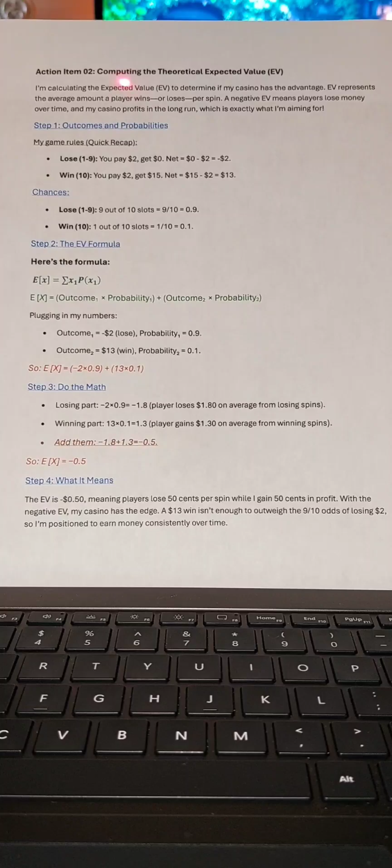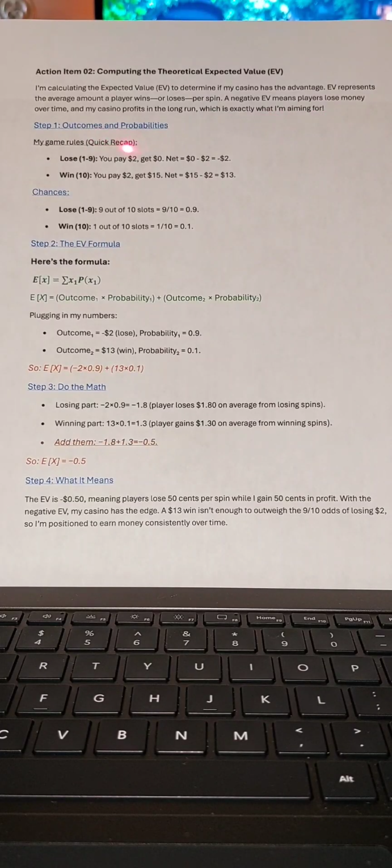Action item 2, computing the theoretical expected value. I'm calculating the expected value to determine if my casino has the advantage. EV represents the average amount the player wins or loses per spin. A negative expected value means the players lose money over time, and my casino profits in the long run, which is exactly what I'm aiming for.